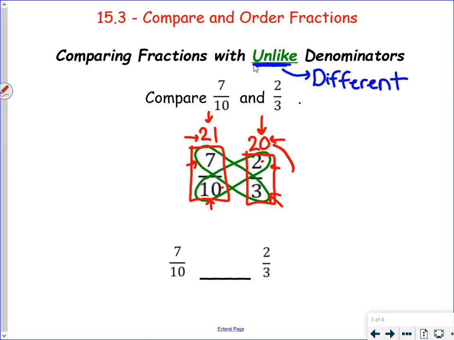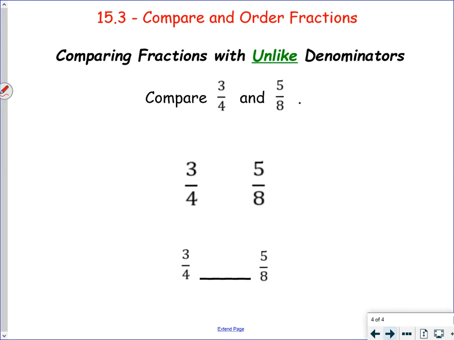20 belongs to 2/3, and 21 belongs to 7/10. So think to yourself, which one would be bigger? 21, so 7/10 is greater than 2/3. Let's try one more. Go ahead, pause the video and try this one out by yourself. I'm going to pull this in a little bit closer one more time. Remember, make your butterfly wings.